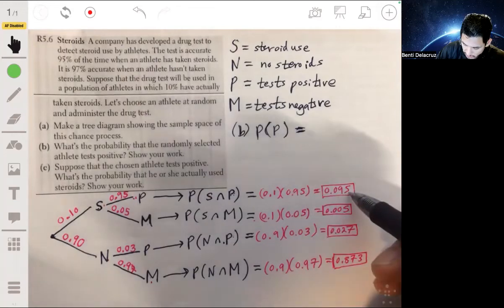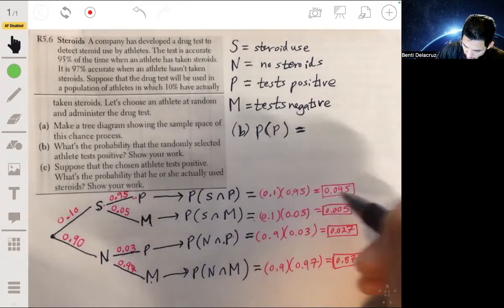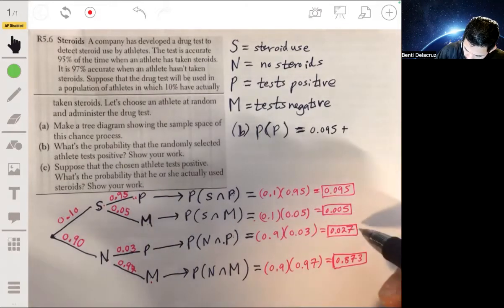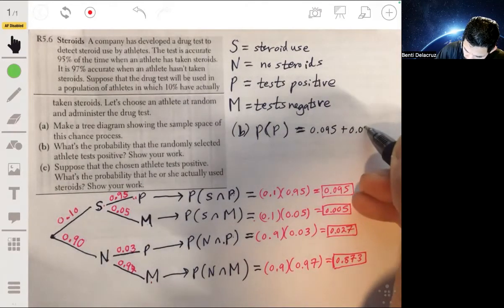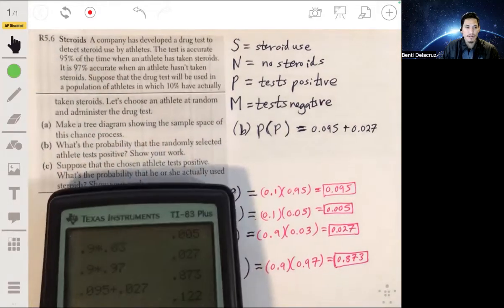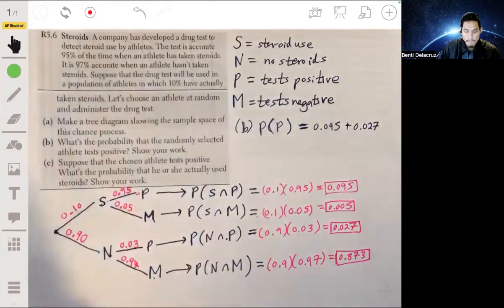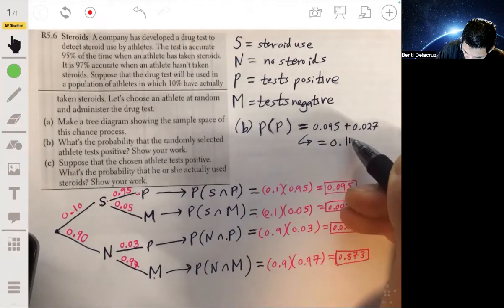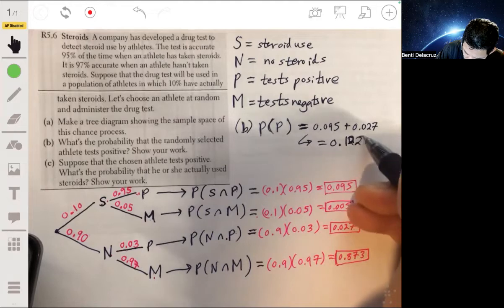So since we already did all these values, we just have to add the 0.095 to the 0.027. And you get 0.112. Or sorry, 0.122.